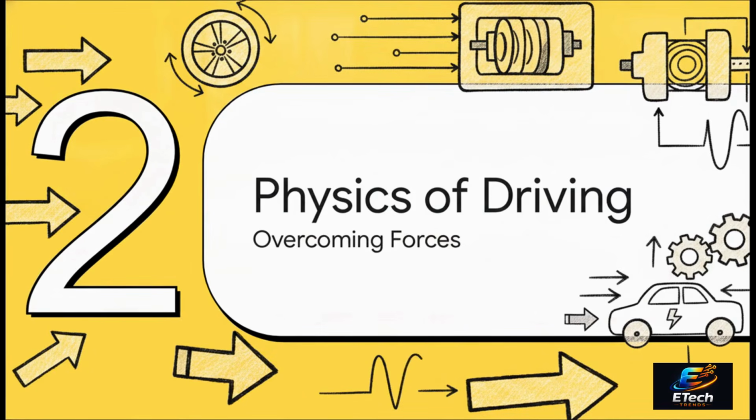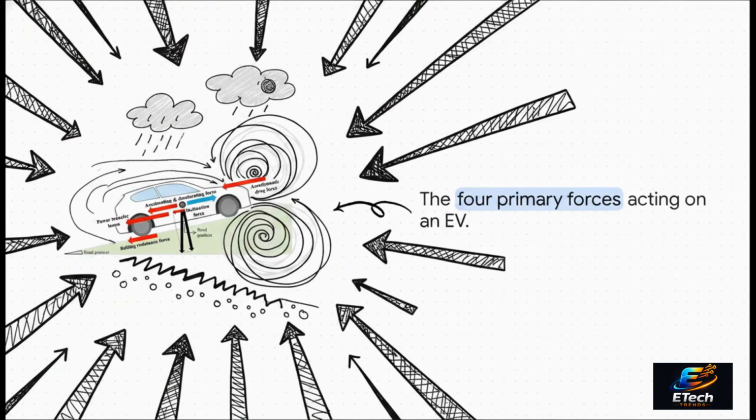Moving right along to Section 2, the physics of driving, overcoming forces. So before we can even begin to control a motor, we really have to understand what it's fighting against, right? And that brings us to the dynamic modeling of an electric vehicle in motion. This perfectly illustrates the macro physics of driving. Because your EV isn't just gliding forward in a vacuum. It is constantly battling a combination of natural forces that absolutely dictate the required mechanical torque. Every single dynamic shift represents a strict mathematical force that the motor just has to overcome.